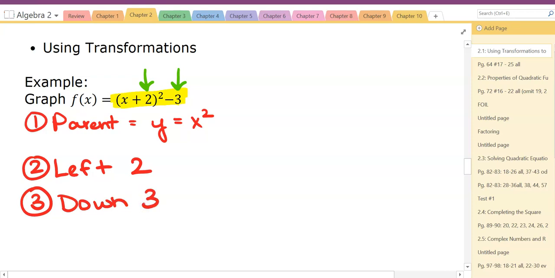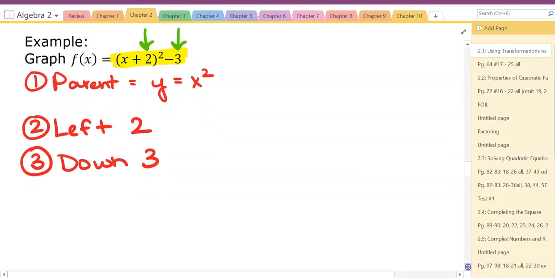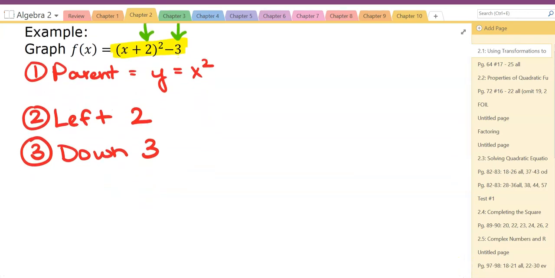Remember, inside parentheses like that makes it go left, right, and you have to think backwards. Positive means we're going left, minus means we're going right. If it's on the outside of the parentheses, like that minus 3 is, that's just going to make it move up or down. So from our parent function, this was from last chapter.